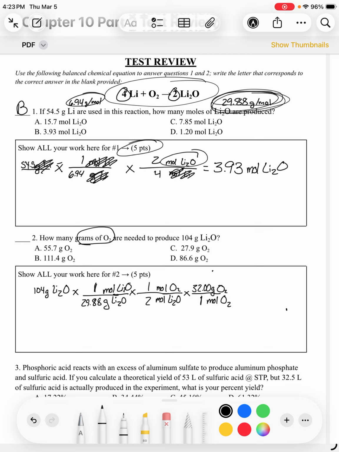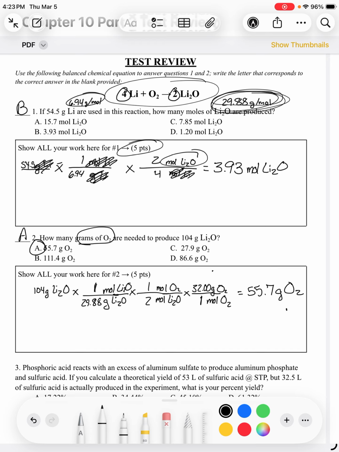I'm going to say 104 times 32 equals, and then I'm going to divide that by 29.88 times 2. By the way, I do that in parentheses to keep everything compact. If you know how to use your calculator really fluently, that'll be very helpful. And that gives us 55.7 grams of oxygen gas.